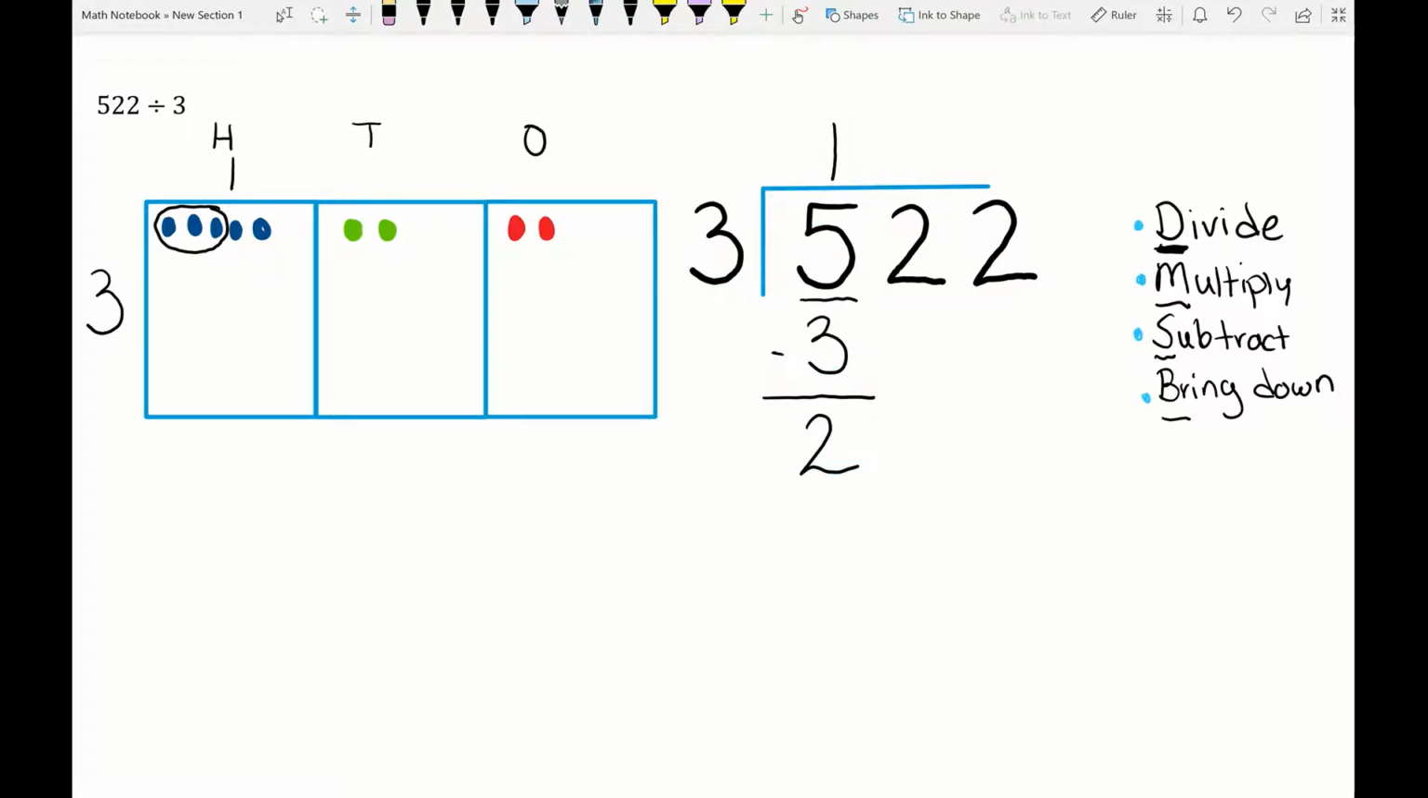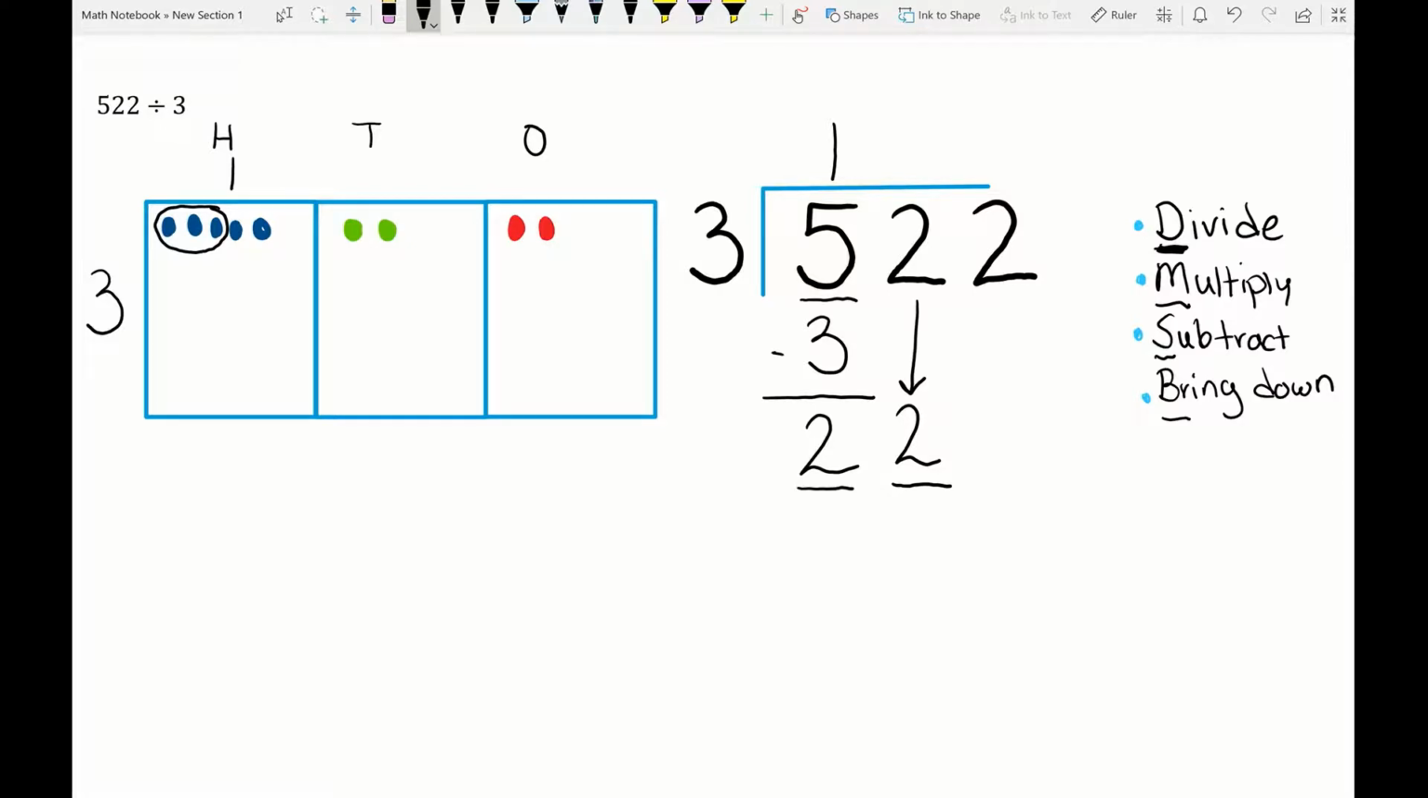Looking at our place value method, you'll see that we still have 2 hundreds and 2 tens to split into groups of 3. I can show that in the standard algorithm by bringing down this 2. Notice I have 2 hundreds and 2 tens, just like I do in the place value method.